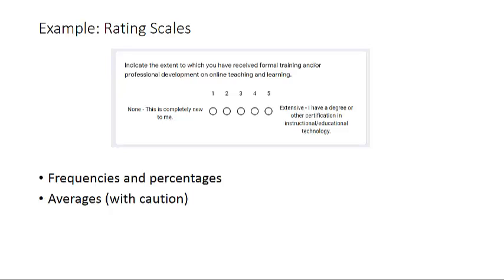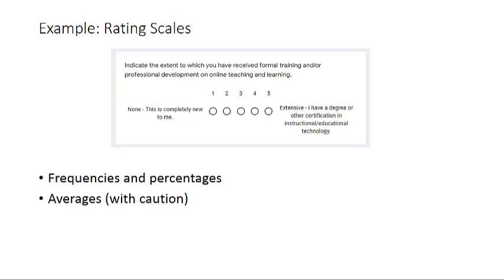In this example of a survey, the researcher asks participants to indicate the extent to which they have received formal training and/or professional development on online teaching and learning. Note that the researcher has provided descriptions at the low end of the scale, none, this is completely new to me, and at the high end of the scale, extensive, I have a degree or other certification in instructional or educational technology. These are called anchors and can help increase consistency in participants' interpretation of the response options.